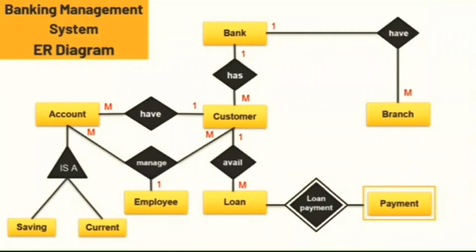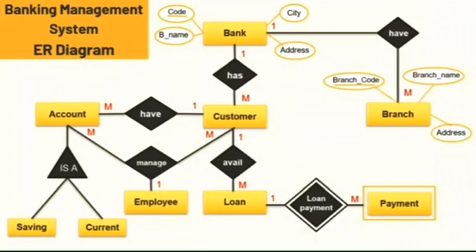Now come to the attributes. So for the entity bank, first is code. Code is the key attribute here, and the second attribute is bank name, and then city and address. Next is entity branch. So for this we can have 3 attributes: branch code, branch name and address, and branch code is the key attribute here.